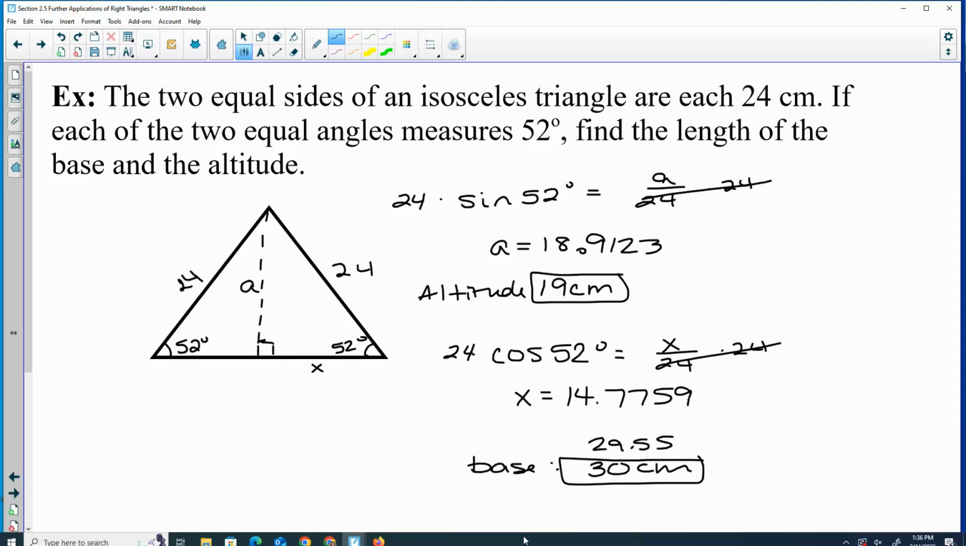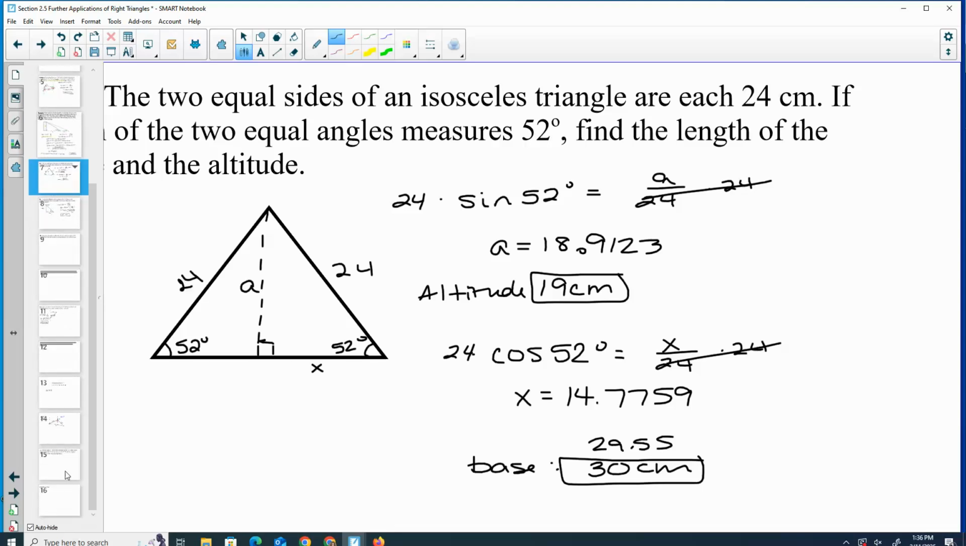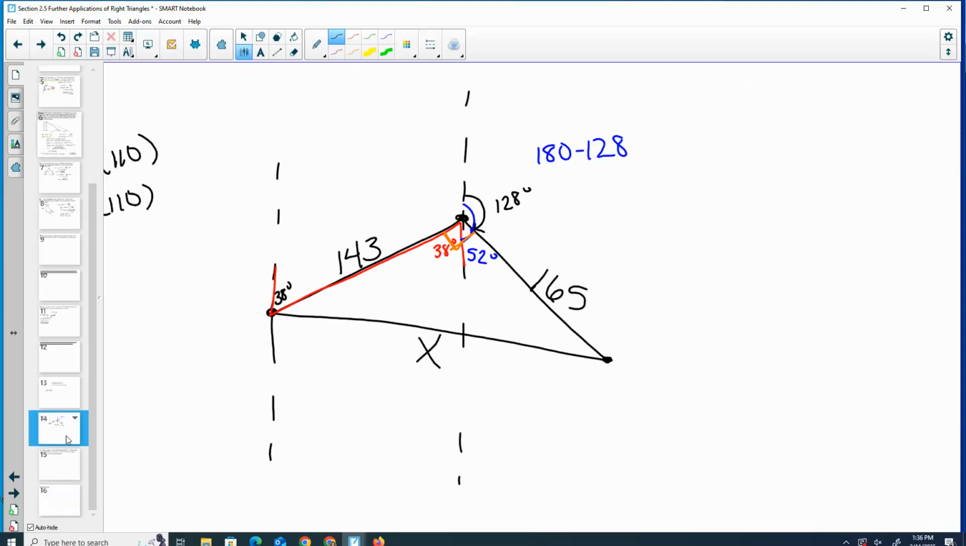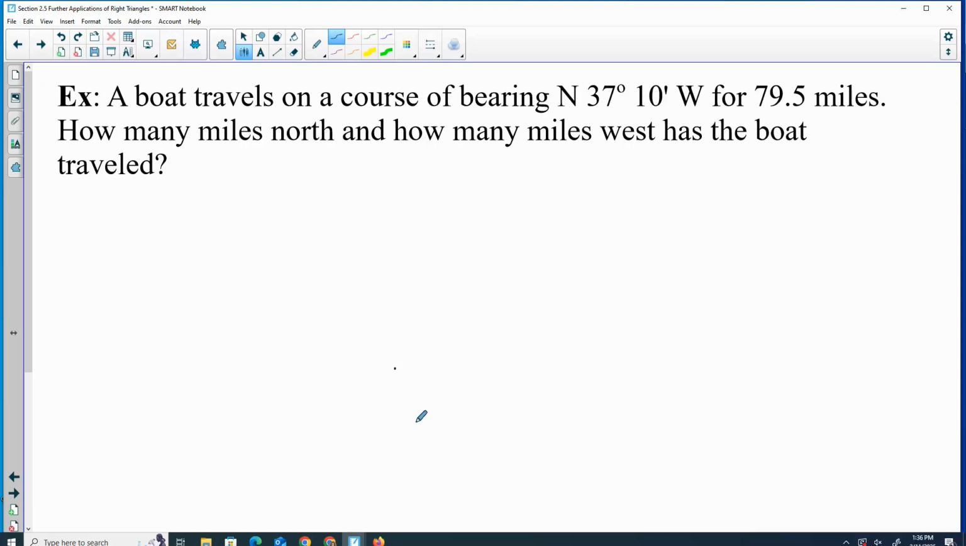Let's do one more. I have lots of examples on here. We may come back and do some more at the end of the hour if we need to. Let's go to the very last one here. I didn't do this one yesterday, did I? It's another bearing one.